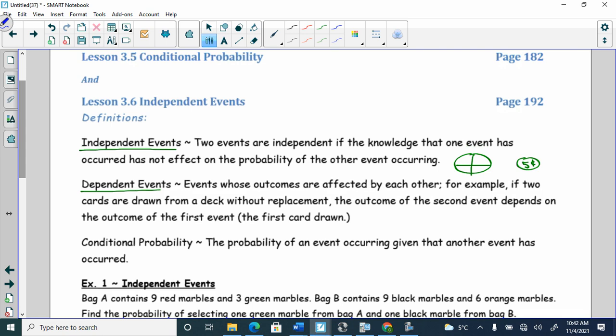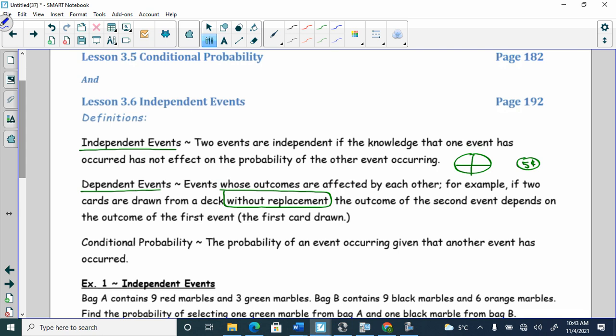Dependent events are events whose outcomes are affected by each other. For example, if 2 cards are drawn from a deck without replacement. So I take out a card and I hold it in my hand. Now I take out another card. This card, the second one, is affected by what I have in my hand, isn't it? Because let's say I take out a heart, and I'm holding a heart in my hand. How many cards do I have now left for the second one? 51 and 1 less heart, correct? So I've knocked this one down. So the second event, when I don't replace, depends on what I'm holding in my hand from the first. So often, dependent events happen when you do not replace the object. So it's without replacement.